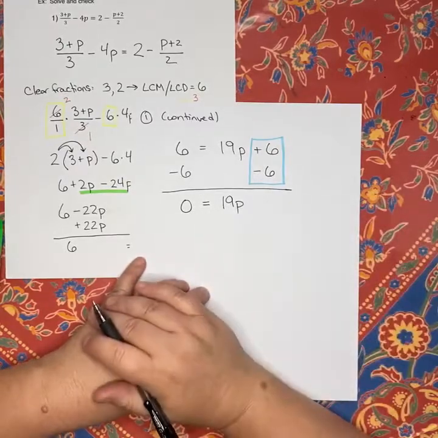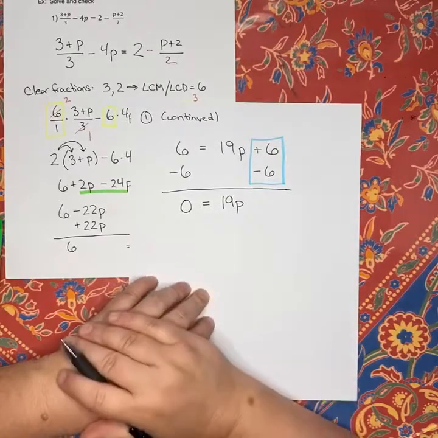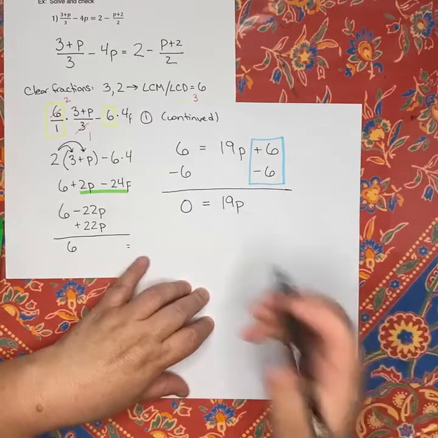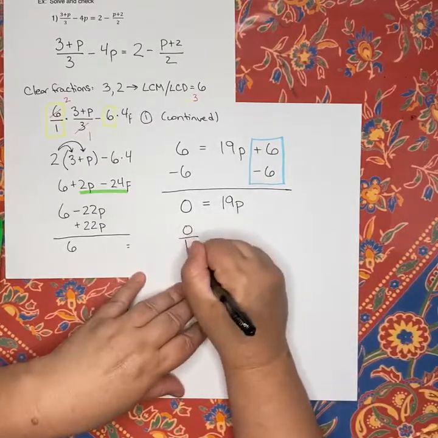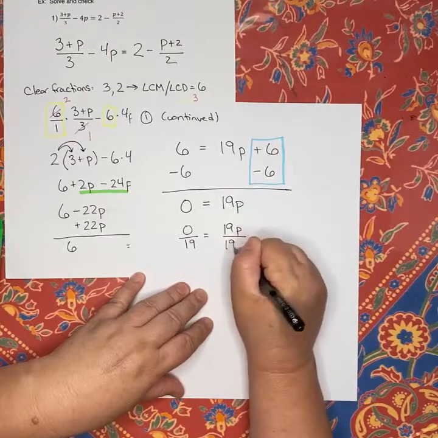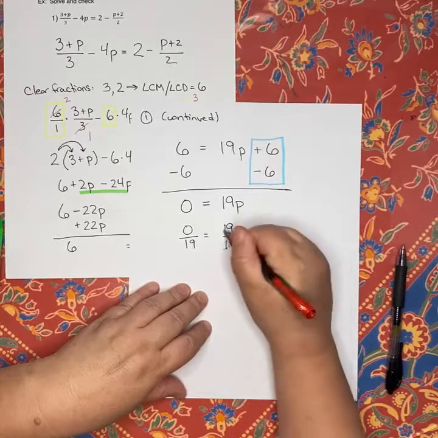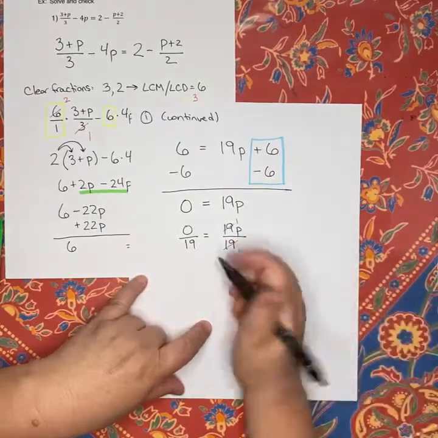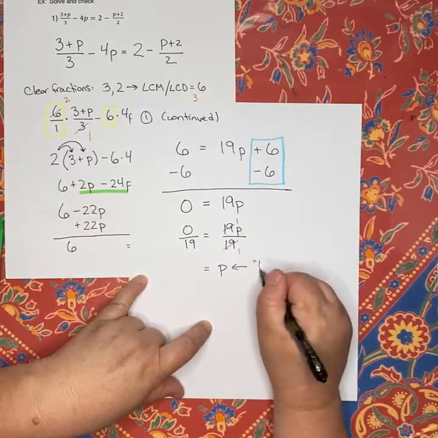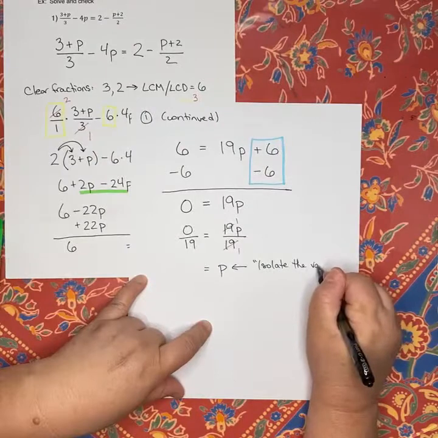Well, we go to a property of equality. I'm allowed to divide both sides by anything. What should I divide both sides by? You got it, 19. And if you didn't say 19, that's okay. You're still awesome. I divide both sides by 19, which means that over here on the right, I get p all by itself, right? Remember, isolate the variable.